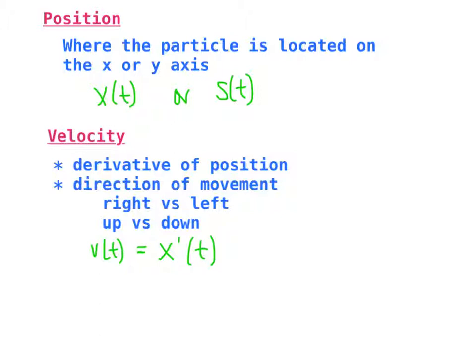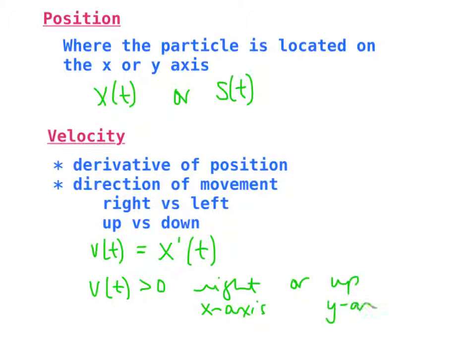Okay, then there's some important things about velocity. Talking about right versus left or up versus down, we need to understand that if velocity is greater than 0, then the particle is moving to the right, and that's obviously if we're talking about on the x-axis, or up if we're on the y-axis. Okay, if v of t is less than 0, if it's a negative number, then we would say it would be moving to the left on the x-axis or down on the y-axis.